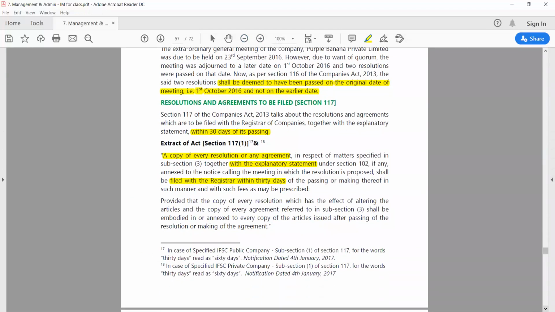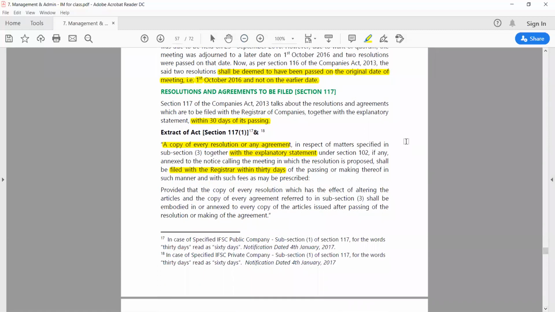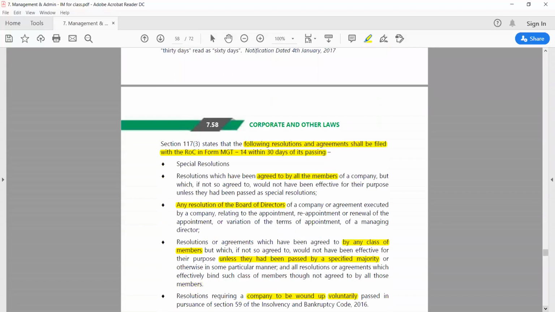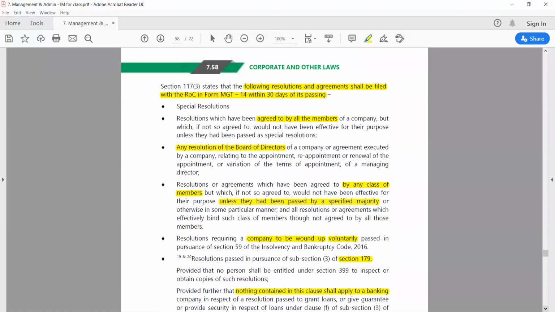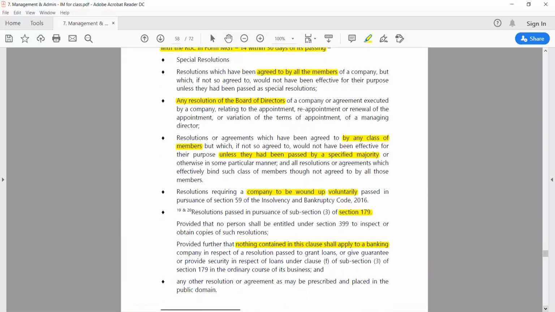Now we need to cover the resolutions and agreements to be filed. You will have to file everything with the ROC within how many days? Along with the explanatory statement, within 30 days of passing, all the resolutions and all the agreements have to be provided and filed with the ROC. That's what they are saying in the extract of the Act. Whatever we told now, everything will be there in the extract. So let's try to remember it in an easy way. The one simple thing that we need to cover is that MGT 14 has to be filed for passing the resolution and providing it to the ROC.